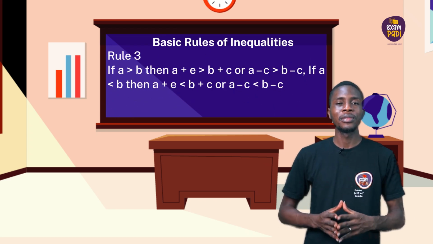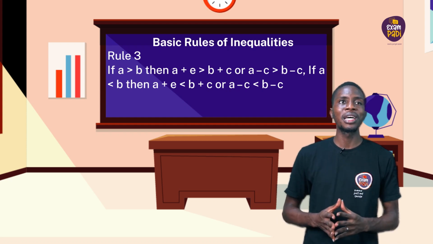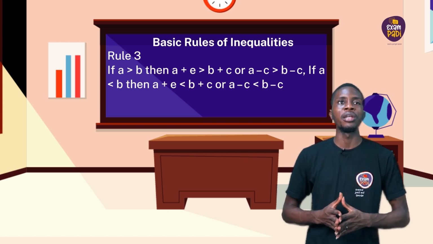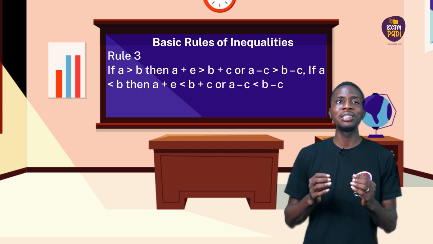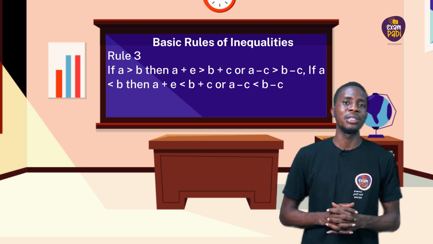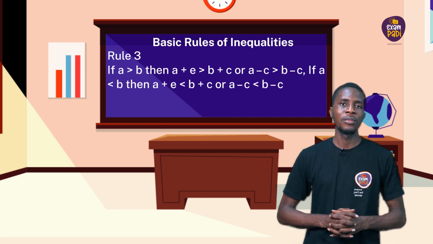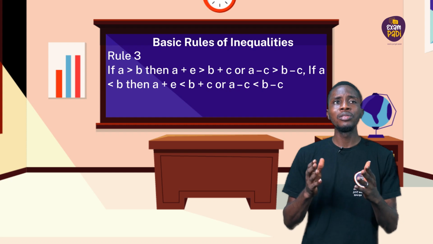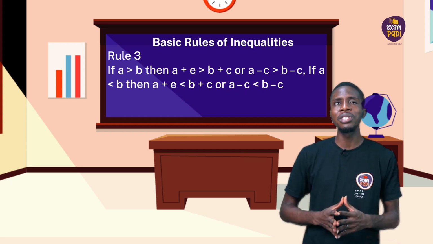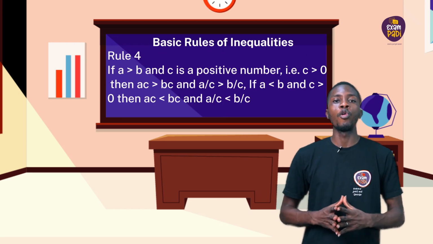Rule number 3. If A is greater than B, then A plus C is greater than B plus C, or A minus C is greater than B minus C. If A is less than B, then A plus C is less than B plus C, or A minus C is less than B minus C. That is, we can add to or subtract from both sides of an inequality the same quantity without changing the sign of the inequality.